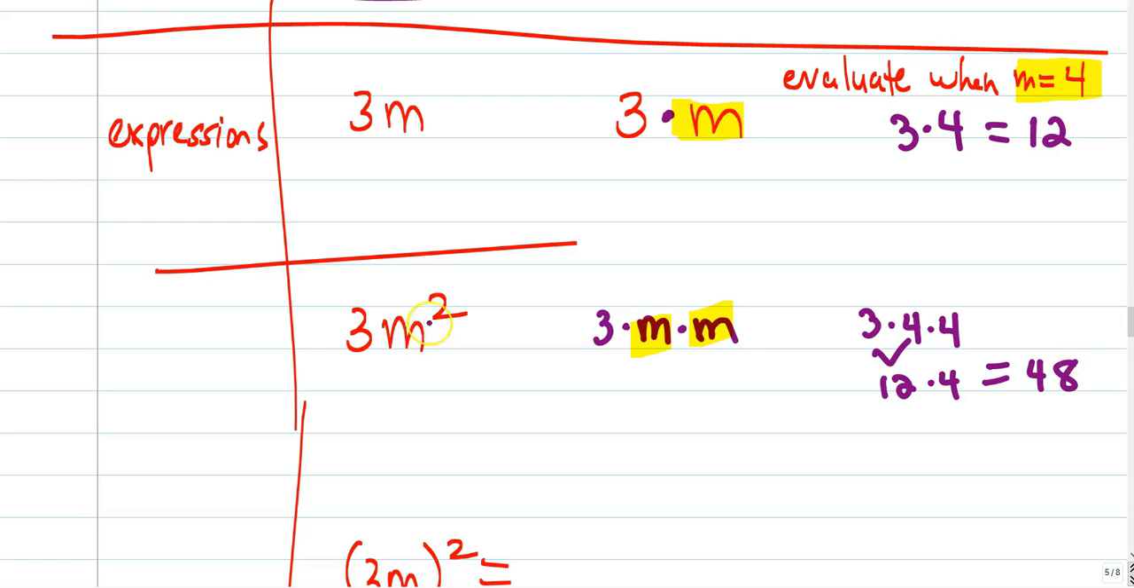Please beware, 3m squared does not mean these. These do not mean the same thing. In this situation, and this actually has to do with the order of operations, only the m is being squared. See, this literally means 3 times m squared, 3 times m times m. Exponents occur before multiplication. PEMDAS, right? Write that down again.